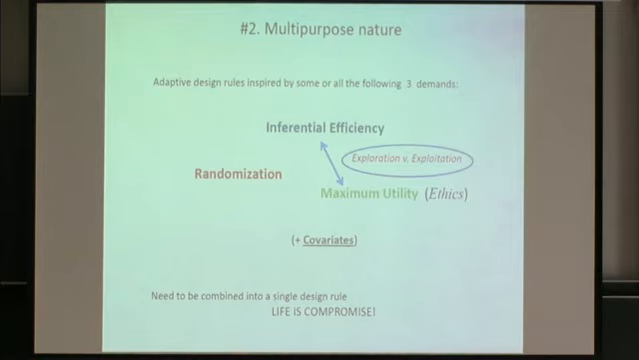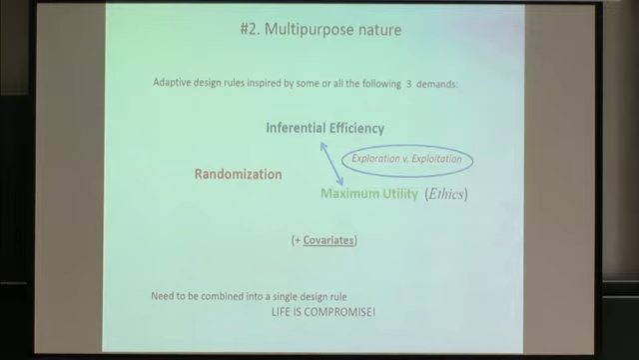The second point I was going to talk about is the multipurpose nature of adaptive designs. Now, I maintain that adaptive design rules are inspired by some or, in general, all of the following demands: inferential efficiency, maximum utility, and randomization. Inferential efficiency and randomization, we know from Fisher's times. It's always been there in design theory. So this novelty that now we worry so much about utility or ethics in the case of clinical trials is a novelty that's been brought about, I think, by the actual use of adaptive designs in clinical trials.